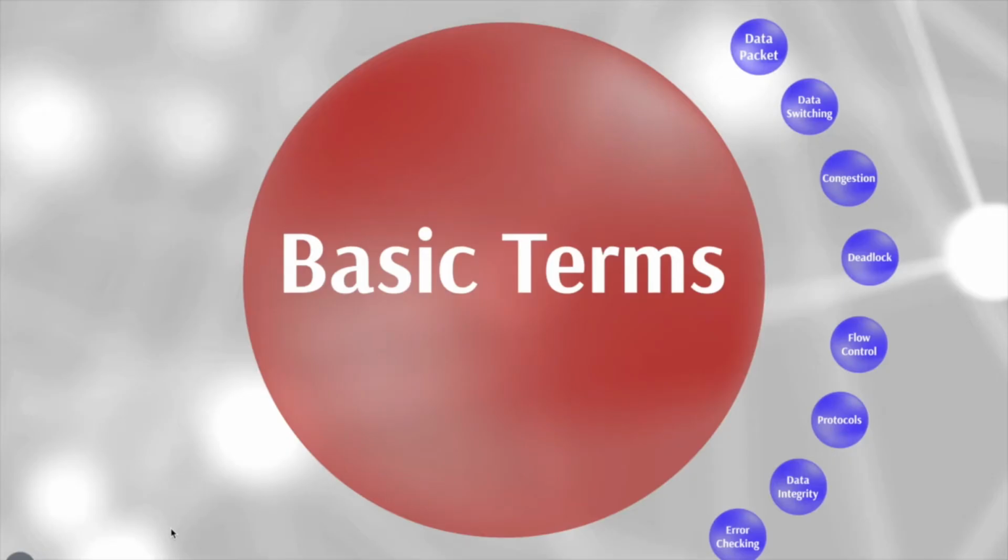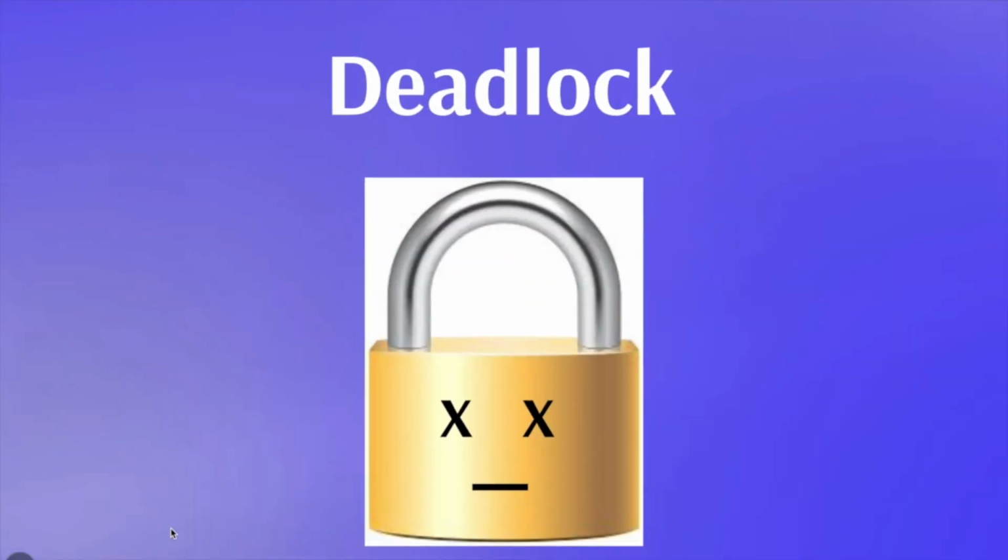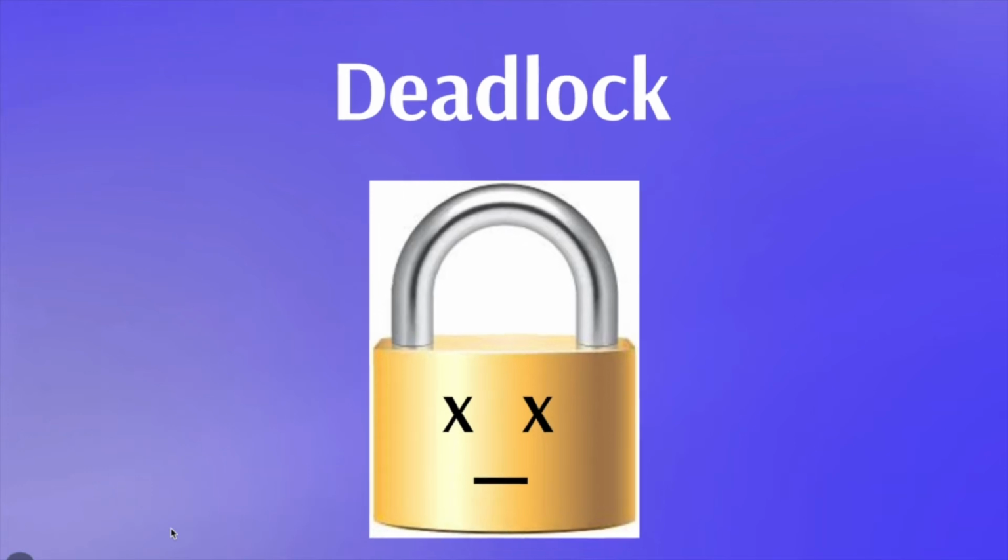The fourth term is deadlock. A deadlock is a situation in which two or more communicating computers are each waiting for the other to send a message, and thus neither ever does. In a networking environment, deadlocks can occur due to lost or corrupt signals during communication.